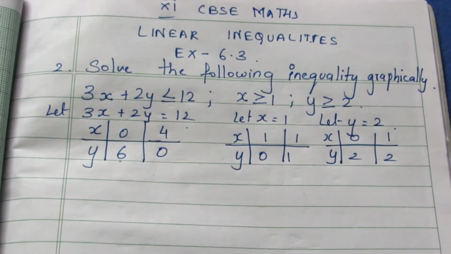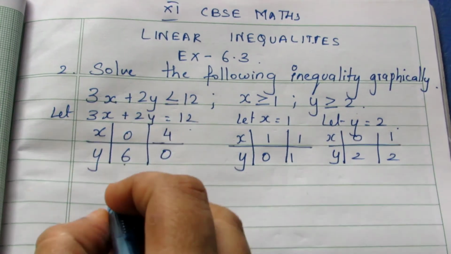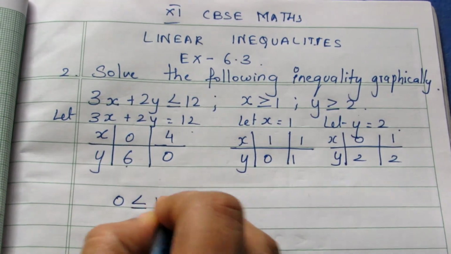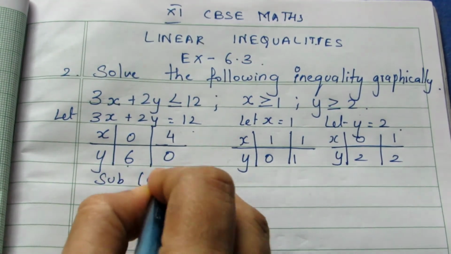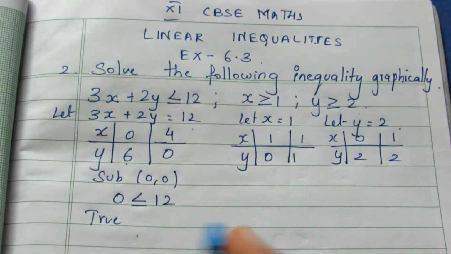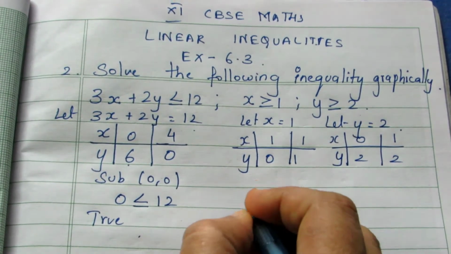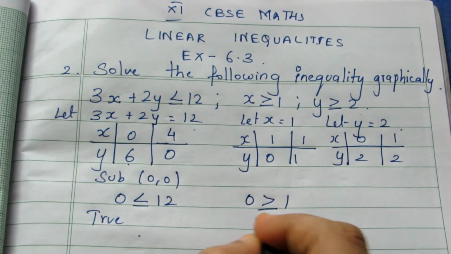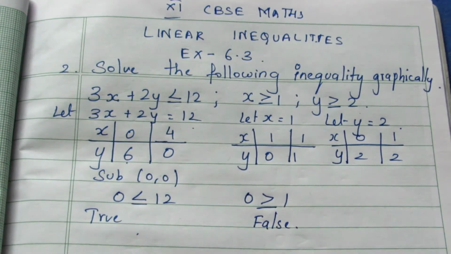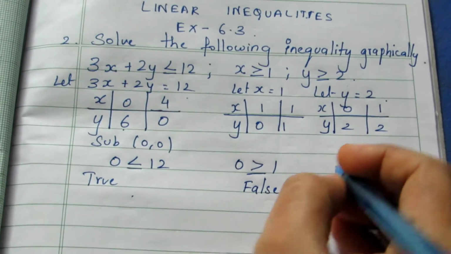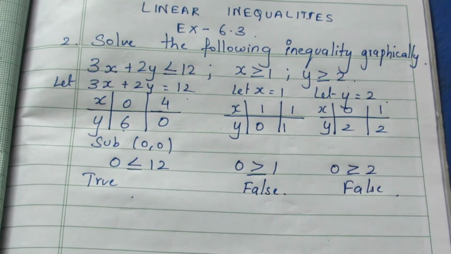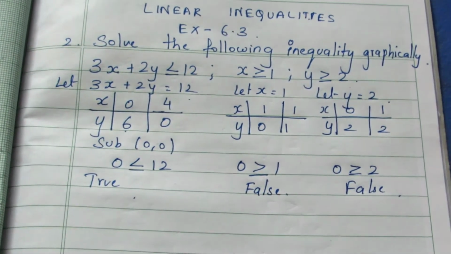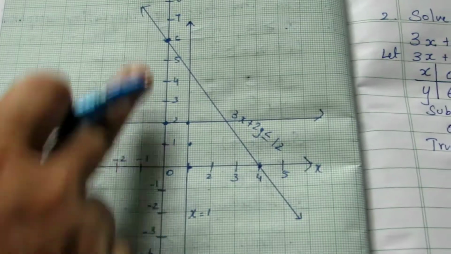If I take 0, 0 for x and y, it becomes 0 is less than or equal to 12, which is true. Here if I substitute 0, this is false, because 0 is not greater than or equal to 1, it is less than. Here 0 greater than or equal to 2, even this is false. Substituting the value of 0, 0 in all the three, I am getting one true and the other two false.